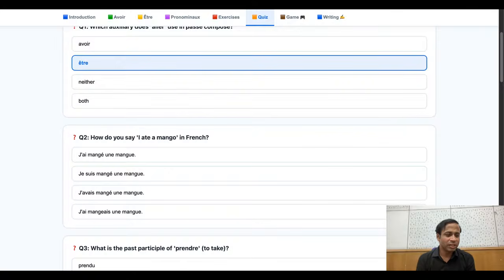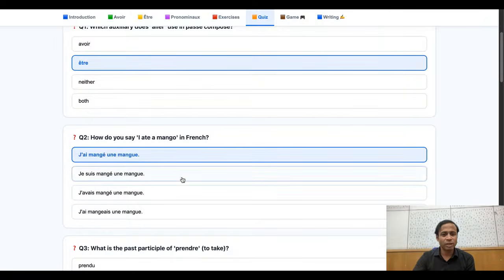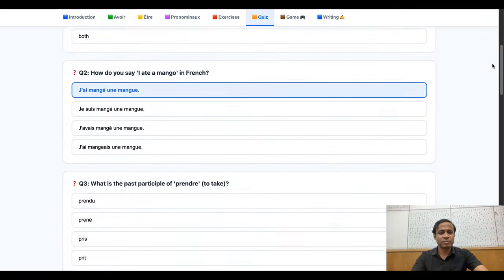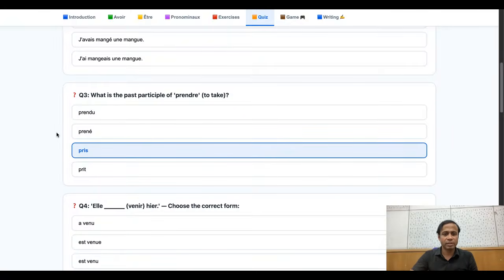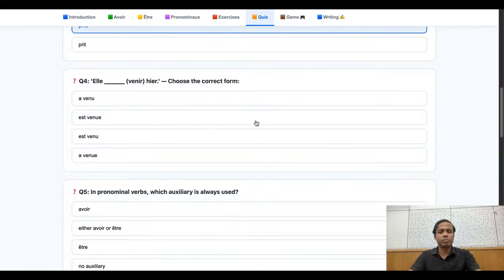J'ai mangé un. Okay. There is no option of a; there is "une" only. J'ai mangé une mangue. Fine. Next: what is the past participle of prendre, which means to take? What is the past participle of prendre? Pris. Fine.